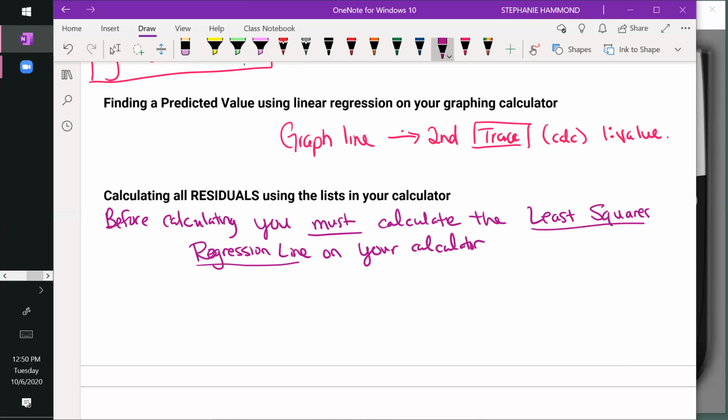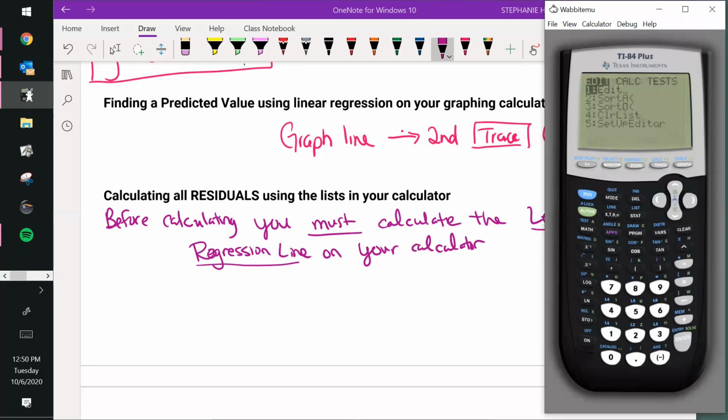So before I do anything to calculate my residuals, I have to make sure that I've done that stat, calc, option 8, LinReg(a+bx). Until you've done that and you have that stored in your calculator, it does actually store that information in there, you cannot find the residuals. So since we've already done that, I can go ahead and show you the next step.